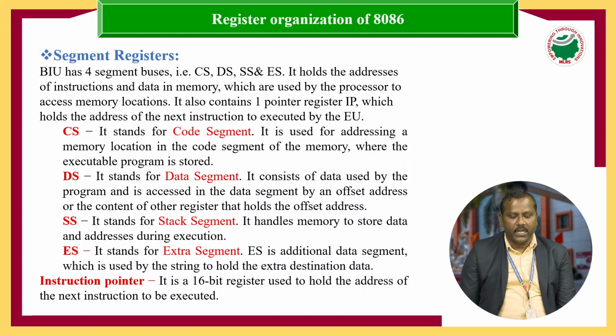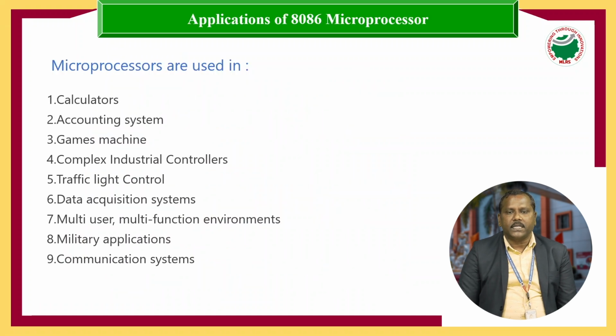And the last one is the instruction pointer. It acts as the program counter in 8086. It holds the address of the next instruction which is going to be executed. So these are the different types of registers available in 8086.